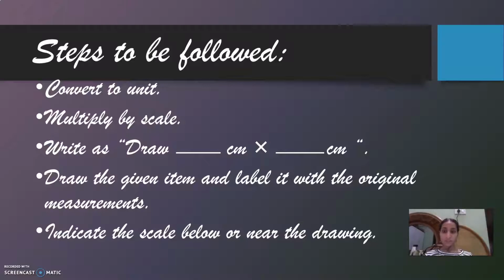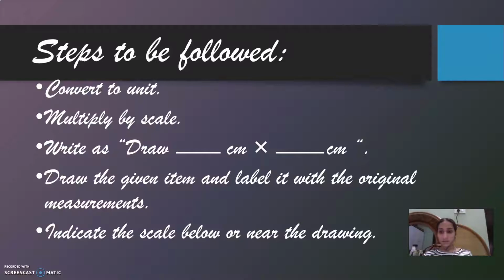The first step is to convert the given measurement into the unit that is given in the question, which is the scale. The second step is to multiply the measurements by the scale. The third step is to write our measurements as draw the first measurement into the second measurement. As we are working in metric, we have to write it as draw dash centimeters into dash centimeters.